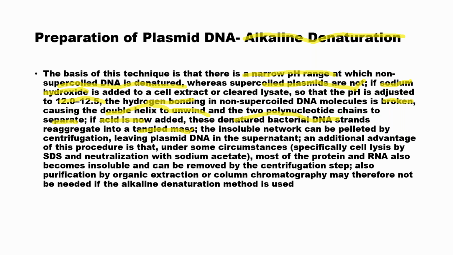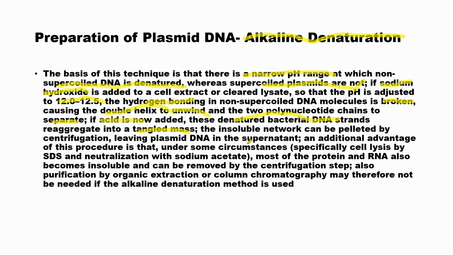First of all, we add sodium hydroxide with a pH range of 12 to 12.5. The hydrogen bond in non-supercoiled chromosomal DNA is broken and the strands are separated. Followed by this, we add acid. Once acid is added, these denatured bacterial strands reaggregate into a mass. It will be in a precipitated form. It will be converted into a mass.